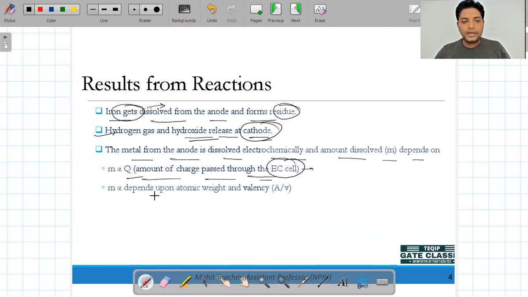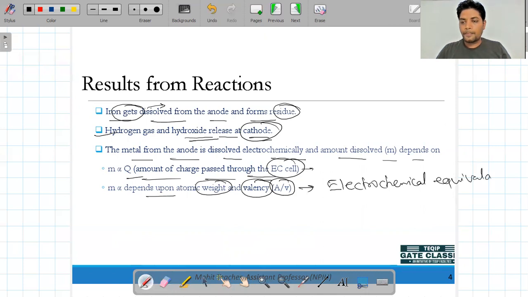So this is the amount of charge passed through the EC cell, and the second depends upon the ratio of atomic weight to valency, A by V. We also call it the electrochemical equivalence. Now this M, the material which is dissolved from the anode, meaning the material which is removed from the workpiece, depends on two things: first is Q and the second is A by V.